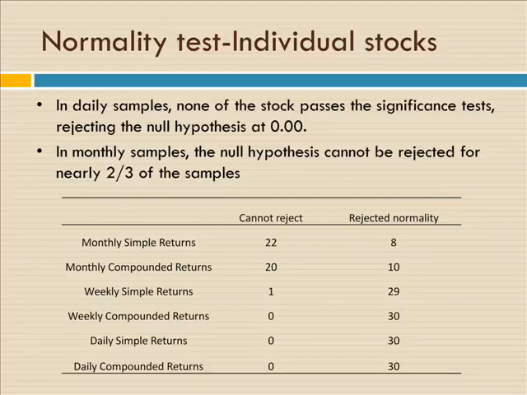To further explore the properties of the return data, we run a series of normality tests to determine whether the distributions of all these returns follow the normal distribution. The results of KS tests and SW tests are shown briefly in the table below. In the daily samples, none of the stocks passes the significance test, rejecting the null hypothesis at 0.00. In the monthly sample, the null hypothesis cannot be rejected for nearly two thirds of the samples at 5% significance level. This applies for both simple and compounded returns.